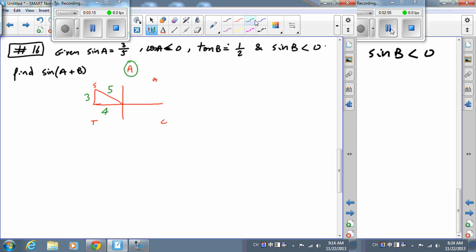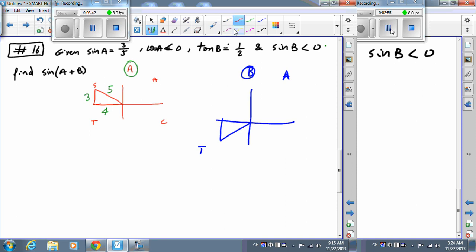Let's do the same thing this time for angle B. So here's my angle B. For my angle B, I know that all students take calculus also, right? And I know the tangent is positive. So it's either here where all are positive or where the tangent is positive. And I know the sine is negative. It cannot be here because the sine is positive here. So I will build my triangle down here. And I can label it.